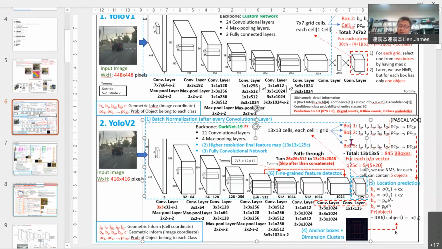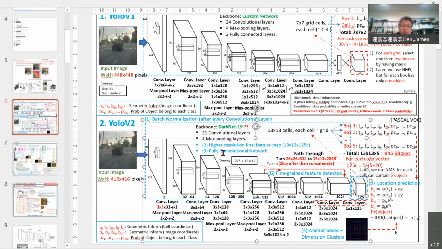So each is 25, and in total I have 5 bounding boxes, so 25 times 5. The total is 125. And you have 13 by 13 grids. So for each grid, you have 5 bounding boxes, and for each bounding box, you have 5 parameters plus 20 class parameters. Okay, so that's this one. So you have a higher resolution and more parameters.